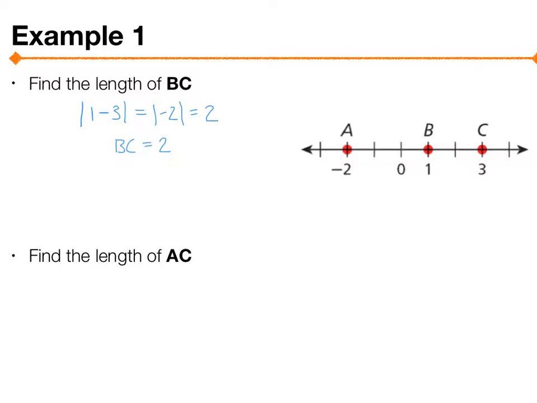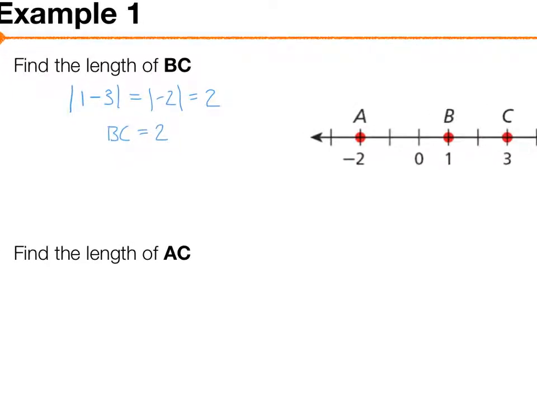Find the length of AC. What's A? -2. So we do the absolute value of -2 minus, what's C? 3. So this would be equal to the absolute value of -5, which is equal to 5. The reason why we do the absolute value is because length can never be negative.